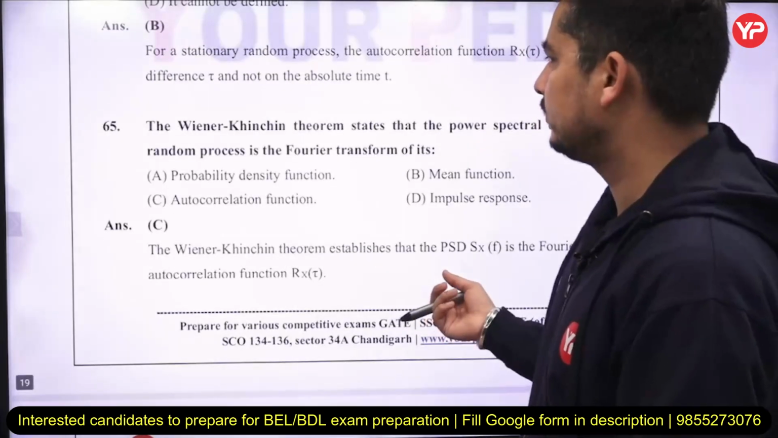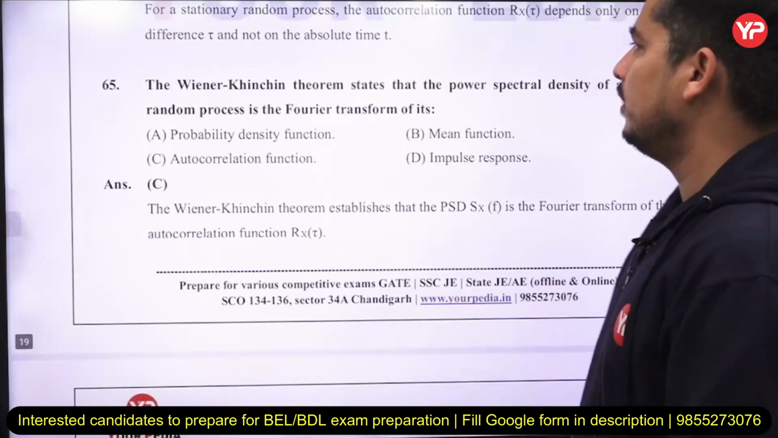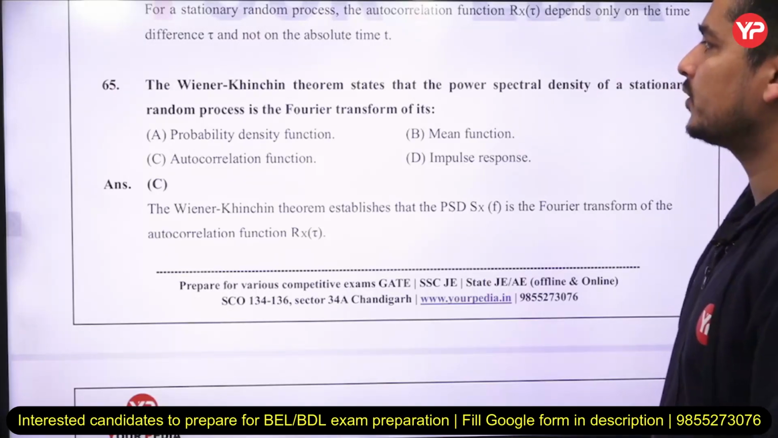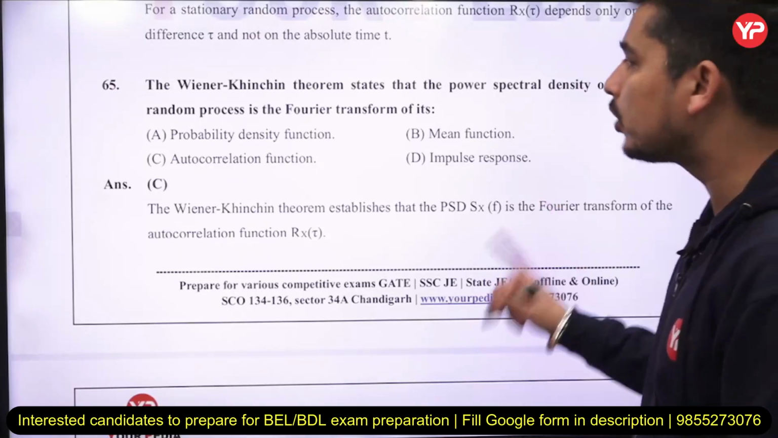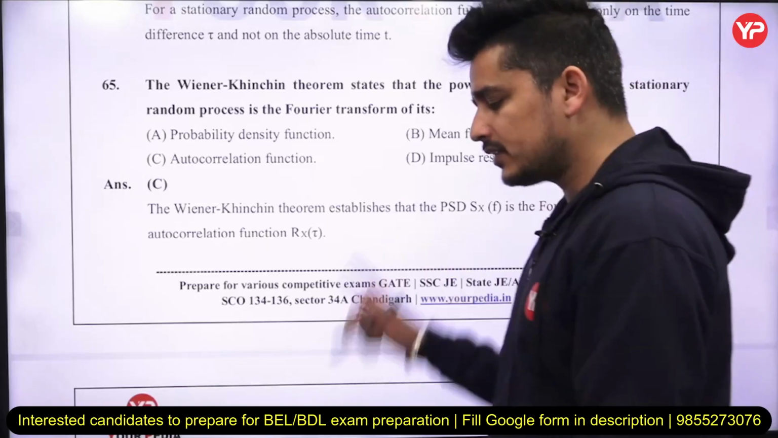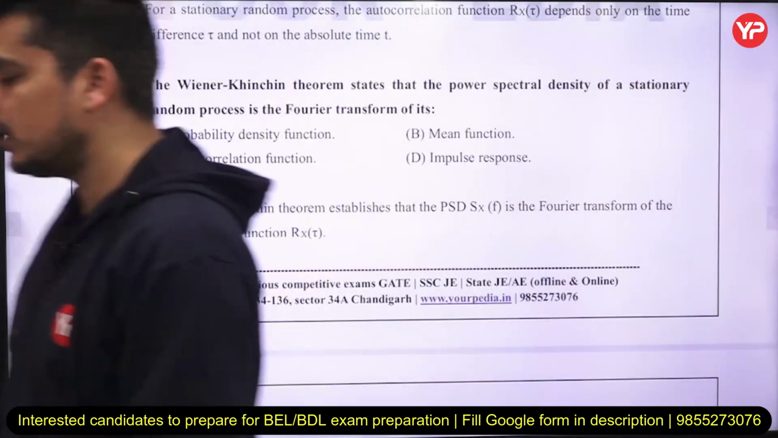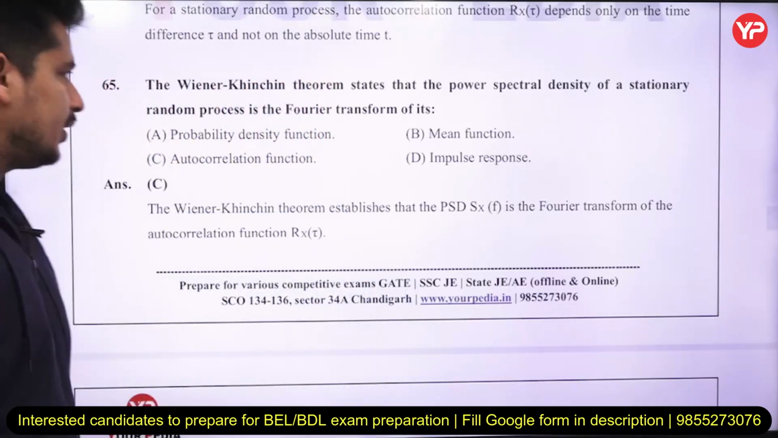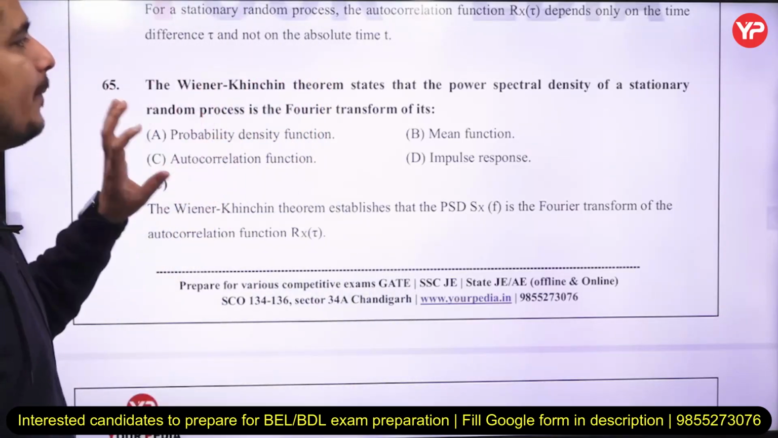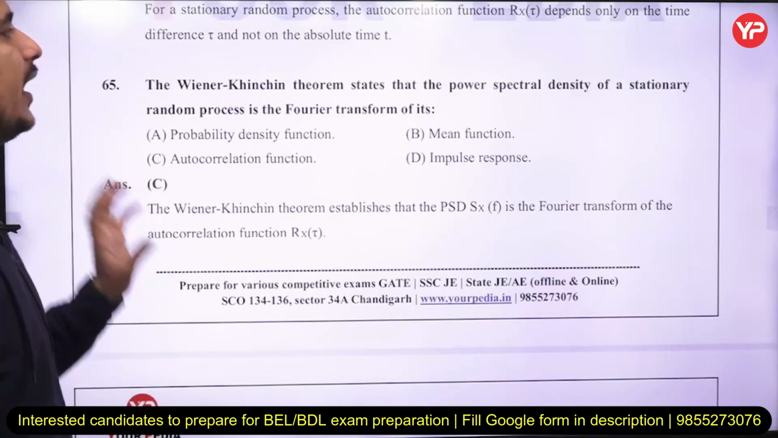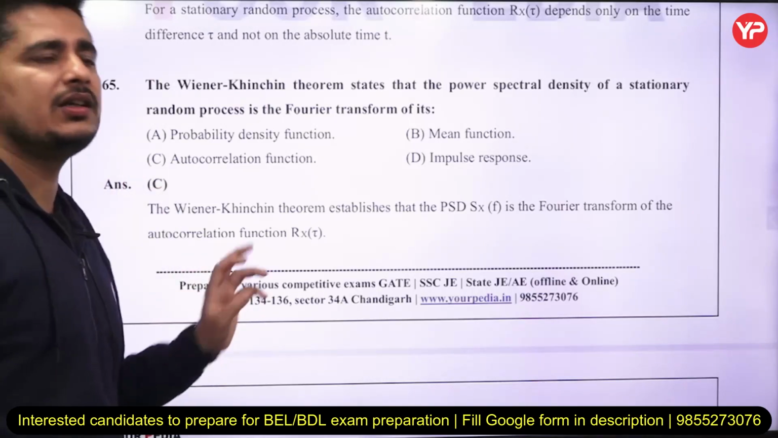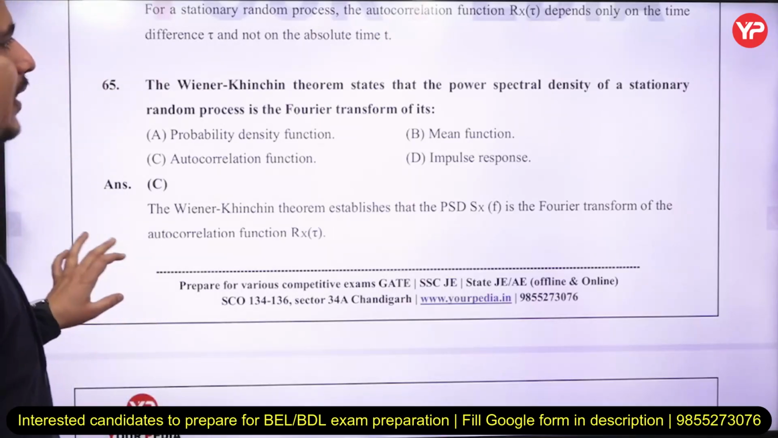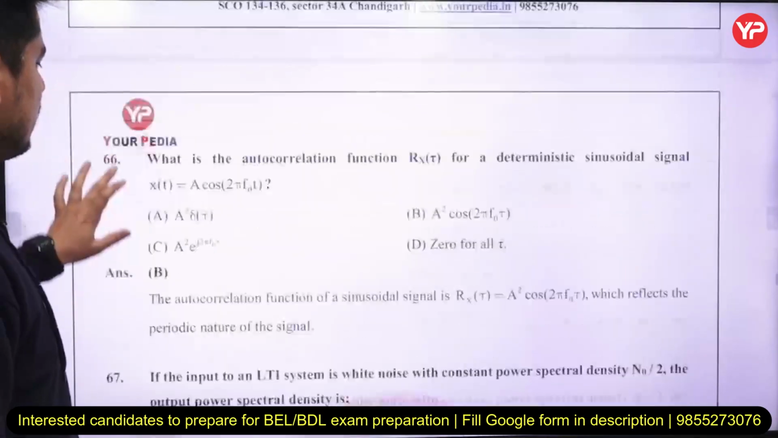Okay, next. Wiener's theorem states that the power spectral density of a stationary random process is the Fourier transform of the autocorrelation function. I already discussed the relation between the autocorrelation function and the power spectral density. They are both a Fourier transform pair. So this theorem tells you that your power spectral density is the Fourier transform of the autocorrelation function, right? That is only applicable for a stationary process.